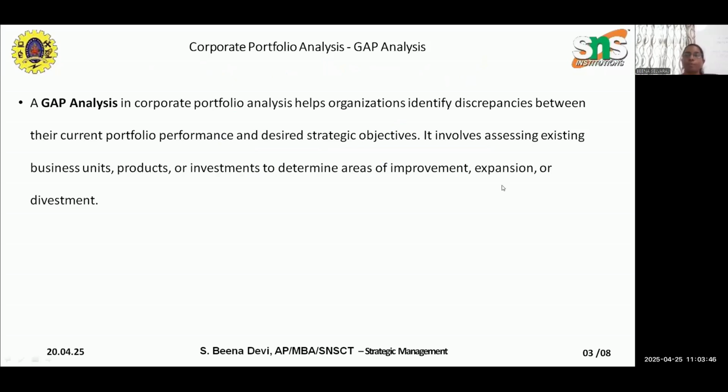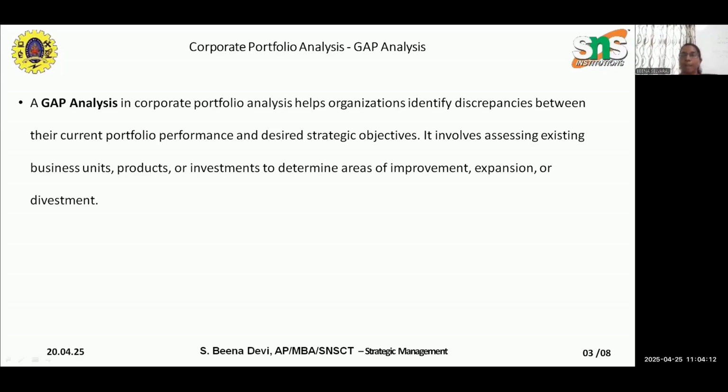First and foremost, let me get into the definition of gap analysis. So what is meant by a gap analysis? Gap analysis and corporate portfolio analysis help organizations identify discrepancies between their current portfolio performance and the desired strategic objective. It involves assessing existing business units, products, or investments to determine the areas of improvement, expansion, or disinvestment.